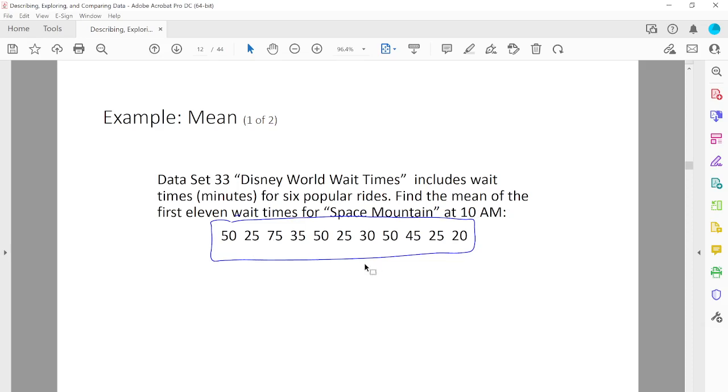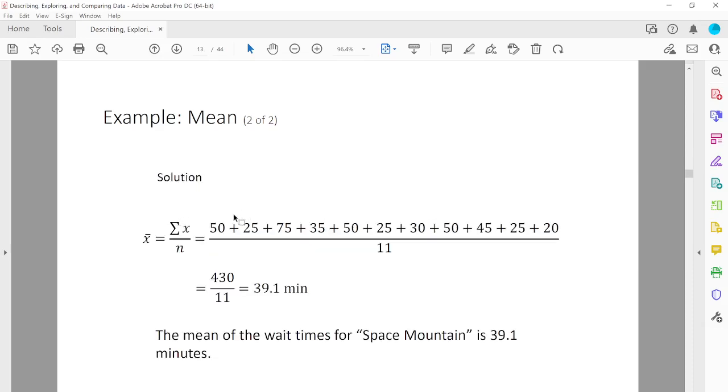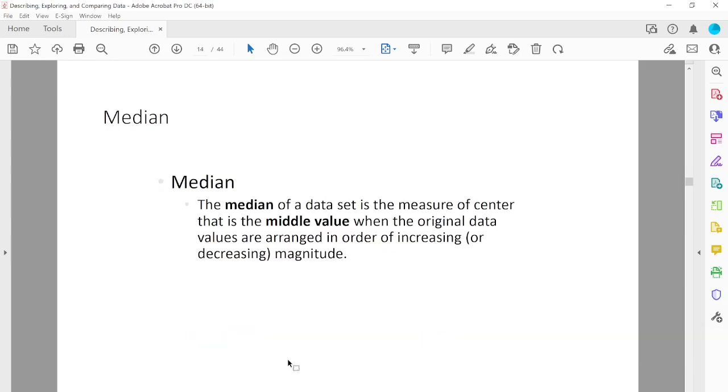So for finding the mean, you just have to add these numbers and divide by the total number of data. If you do that, this is the number we're going to get, which is 39.1 minutes. Okay, the mean of the wait time for Space Mountain is 39.1 minutes. So that's the mean. There is another measure of center that's called median.